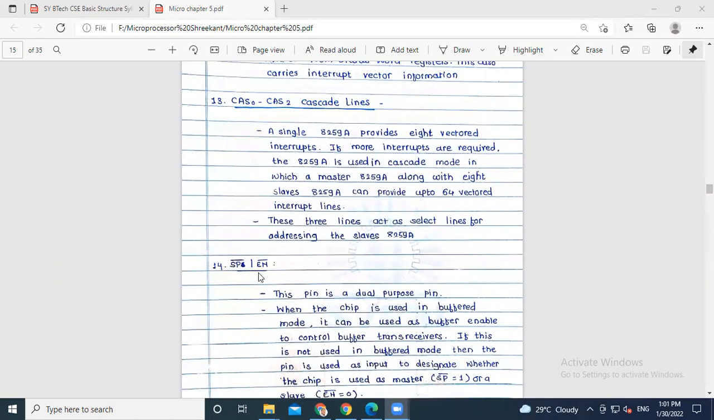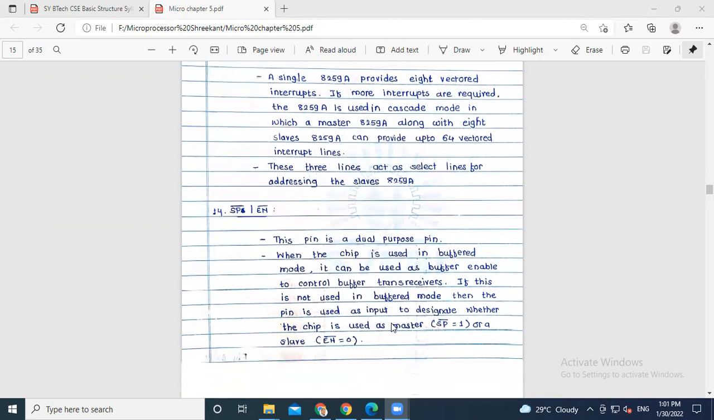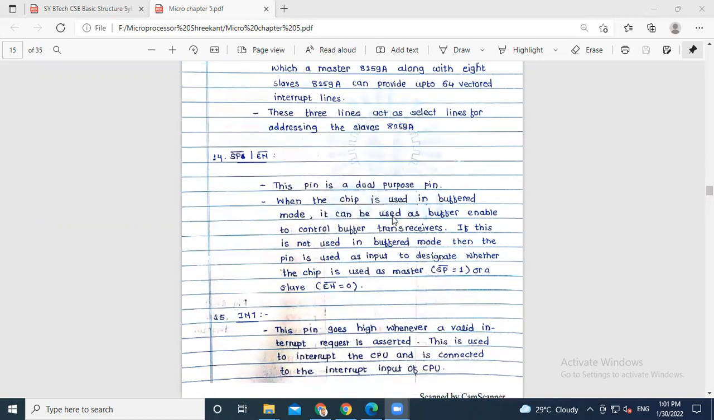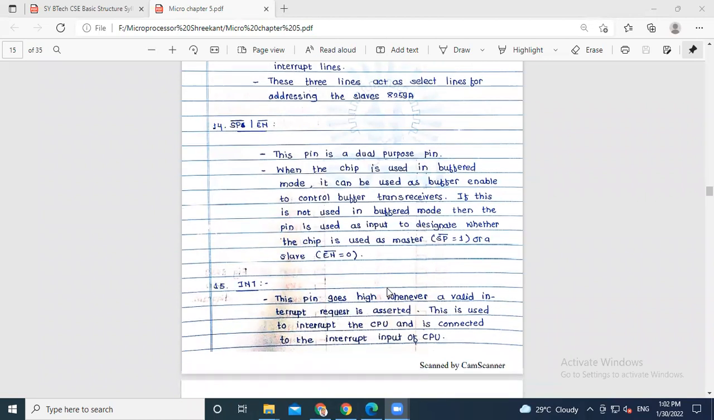Next one we are using is SP bar enable. This pin has a dual purpose. Whenever the chip is used in the buffered mode, it can be used as a buffer enable to control the buffer transceiver, and if it is not used in the buffered mode, then the pin is used as an input to determine whether the chip is used as a master or as a slave.